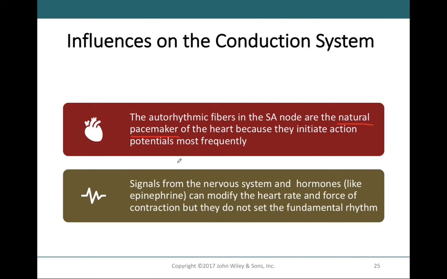The sympathetic division of the autonomic nervous system will dump norepinephrine on the heart, and that's going to increase heart rate significantly. However, we should look at these outside influences as influences, not as a controller. It is the autorhythmic fibers that control the pace of the heart.